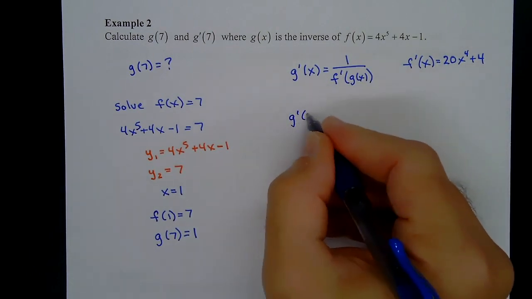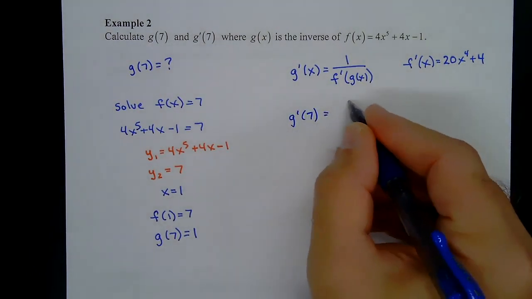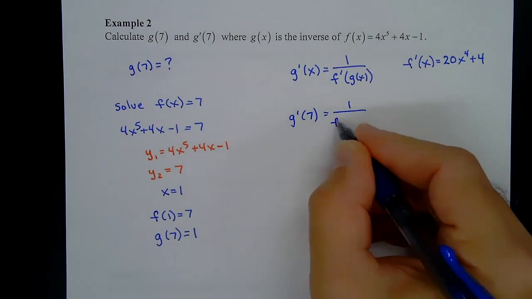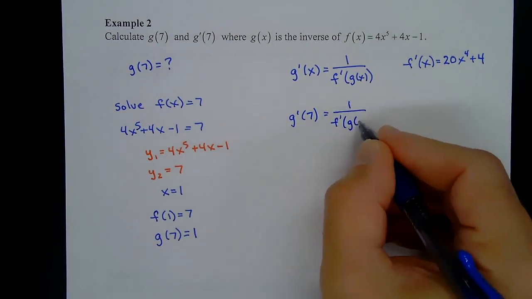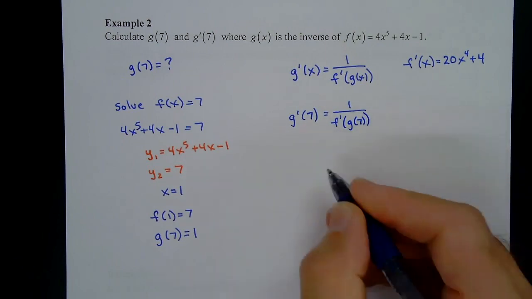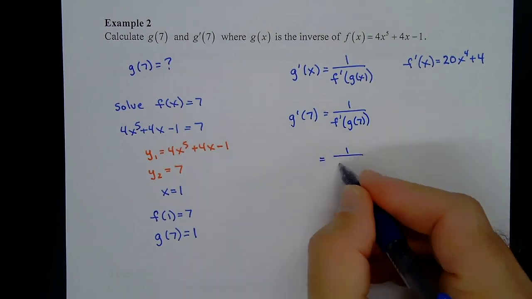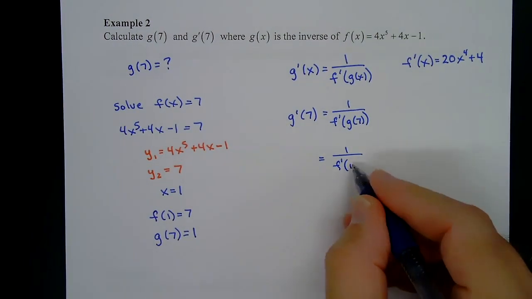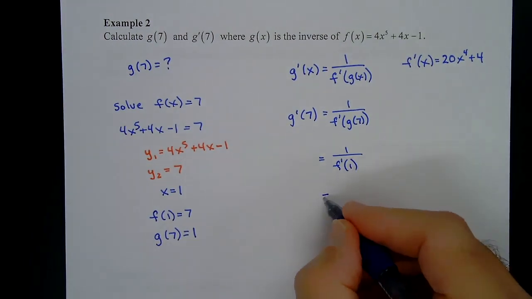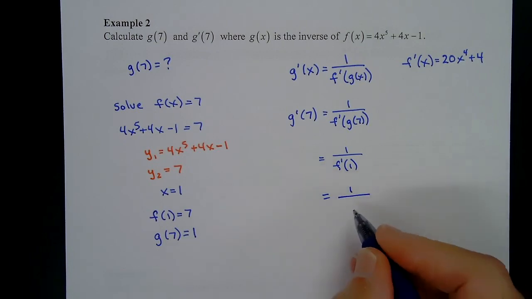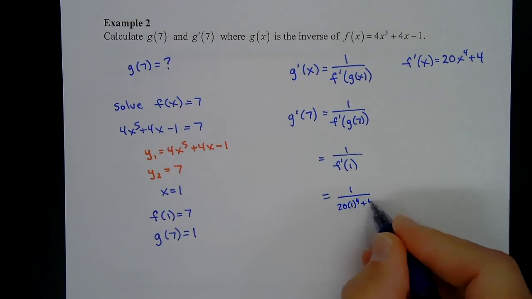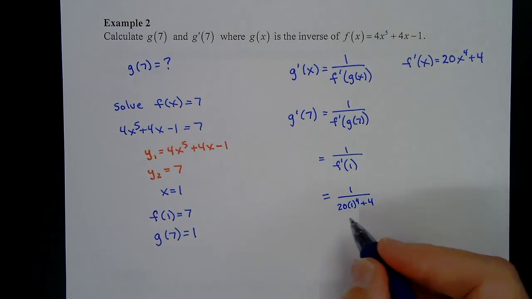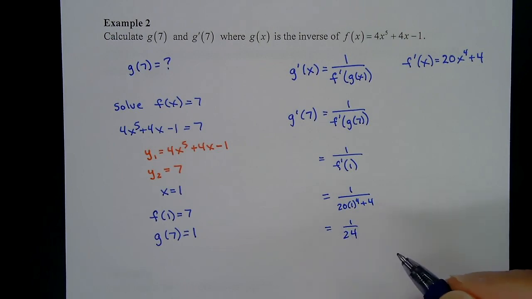Okay, so now here we go. g prime of 7 is equal to 1 over f prime of g of 7, which means this is 1 over f prime of, and that's why I had you find g of 7 first, of 1. So this is equal to 1 over 20 times 1 to the 4th plus 4, right? And so that would just be 20 plus 4. This is 1 over 24. That's the derivative of g at 7.